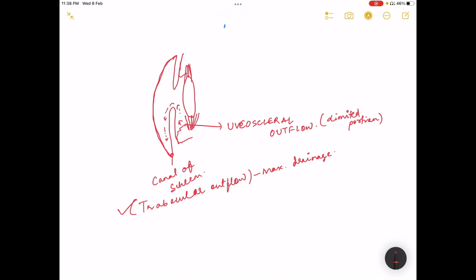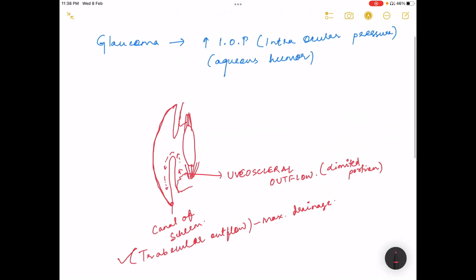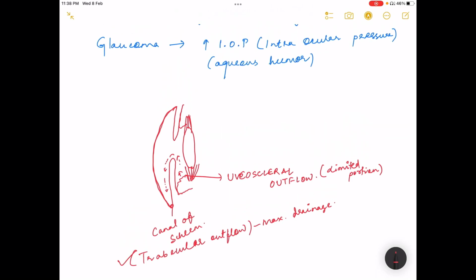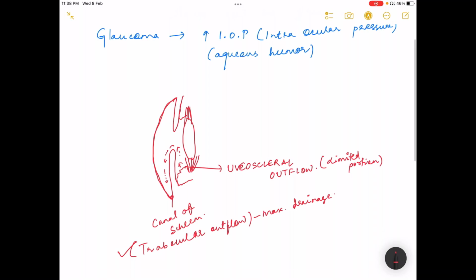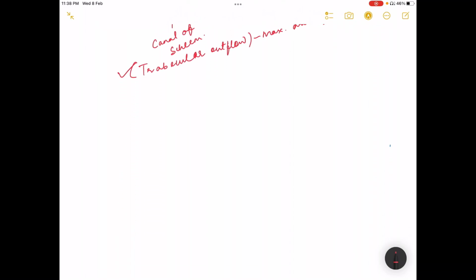So, because the intraocular pressure is due to the aqueous humor, an increase in intraocular pressure causes glaucoma. So the treatment of glaucoma is mainly aimed at reducing the aqueous humor. Now, this aqueous humor can be reduced in two ways. Either you can decrease the secretion of the aqueous humor, or you can increase the outflow of the aqueous humor.